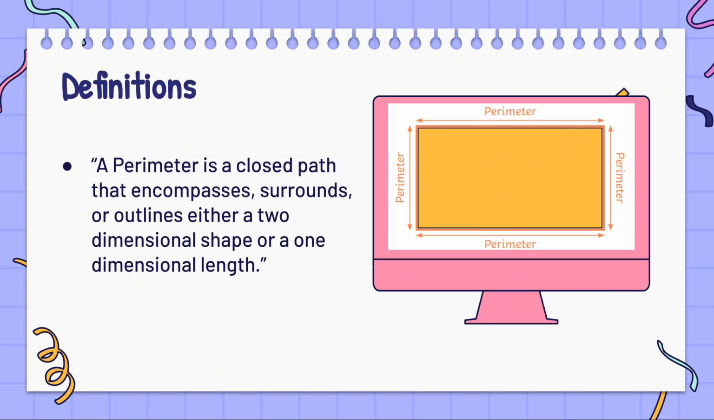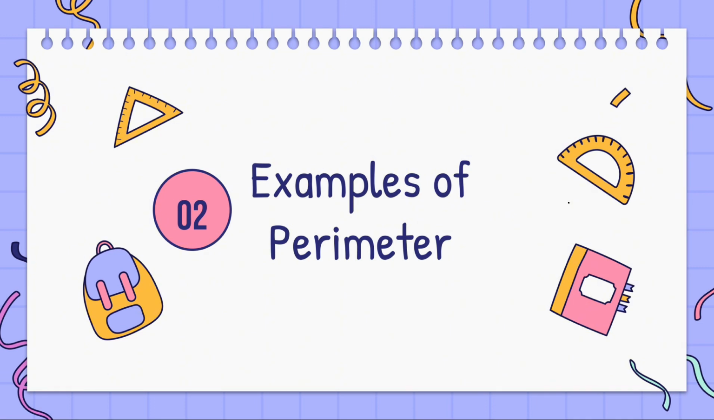The definition of a perimeter is a closed path that surrounds or outlines a two-dimensional shape, but a more simple definition that I like is the distance around the edge of a shape. Next up, I'll be talking about some examples of perimeter.